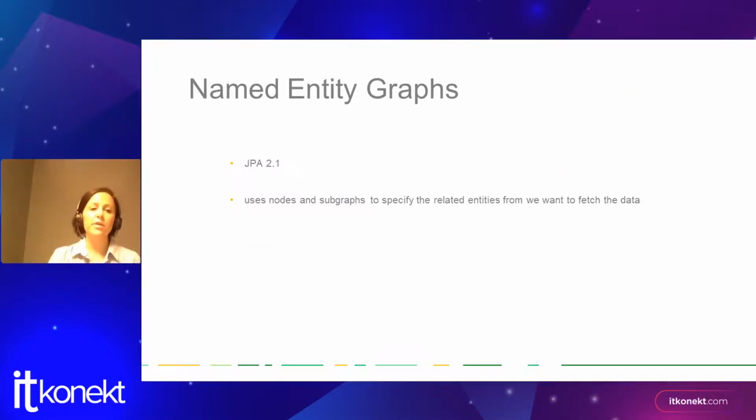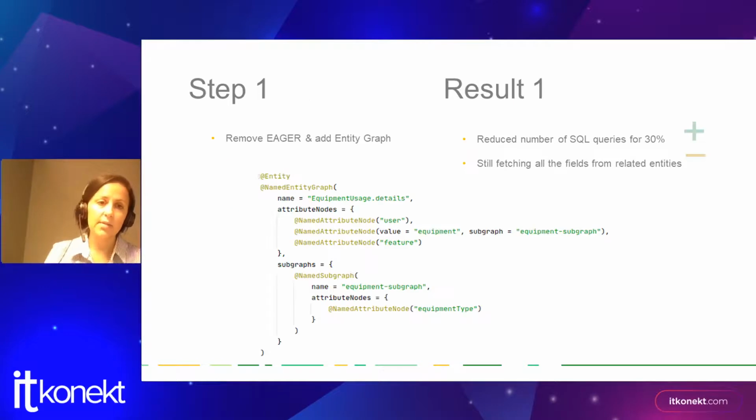Okay, the first thing we decided to use was entity graphs. A named entity graph is part of the JPA. It is very simple. It uses nodes and subgraphs to specify from which related entities we actually want to fetch the data. And this is how it looks. It's quite simple to implement.